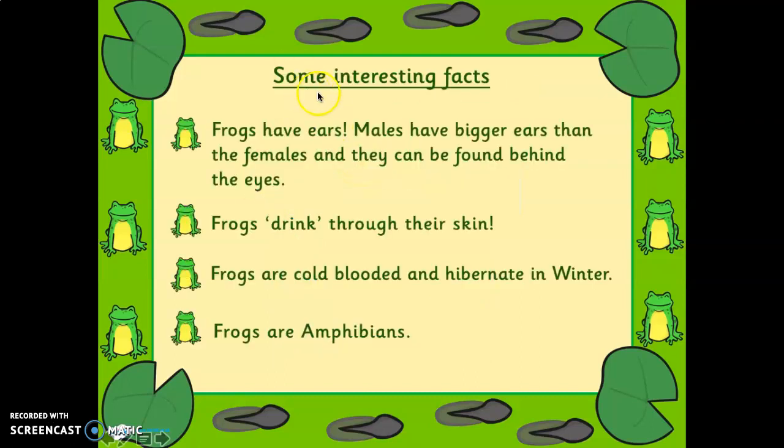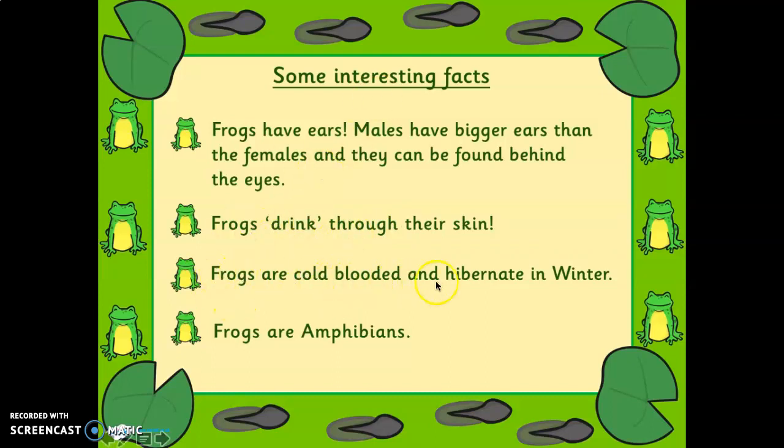Now we're going to be reading some interesting facts about the frog. Frogs have ears. Males, remember we said males are boys, have bigger ears than females, girls, and they can be found behind the eyes. Frogs drink water through their skin. Wow, how interesting. So every time they jump into a pond or water, it's like they're drinking.